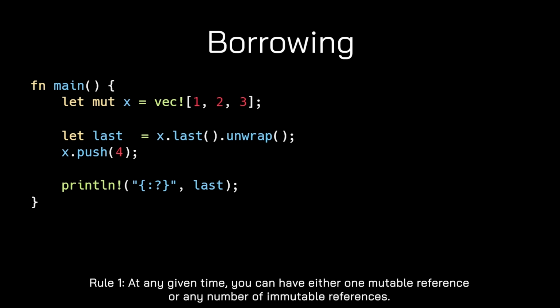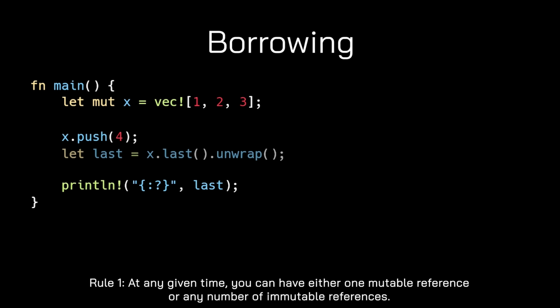When you push a new element onto the vector, it may need to reallocate the underlying memory to accommodate the new element. If it does reallocate the memory, our reference to the last element will be pointing to deallocated memory, leading to undefined behavior when we try to print it out. Luckily, the Rust compiler prevents us from making this mistake, and the fix is straightforward. We can simply move the call to push up one line so that the mutable reference, or borrow, doesn't overlap with the immutable borrow.